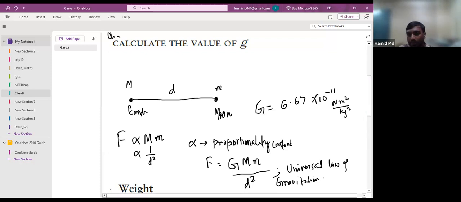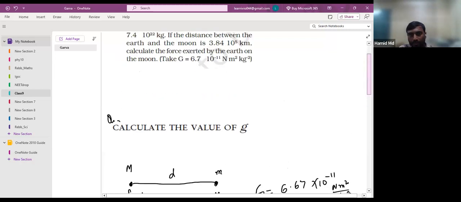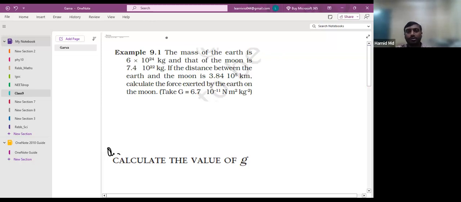Sir, clear. Okay, so this is the basic fundamental rule. Now you have a question. The mass of Earth is this, and that of Moon is this. If the distance between Earth and Moon is 3.84 into 10 raised to the power 5, calculate the force exerted by the Earth on the Moon. Take the value of G as 6.67 into 10 raised to the power minus 11 Newton meter square per kilogram square. Can you do it? Will you solve it? I will try, sir. Okay, try. It's simple, based on that formula.